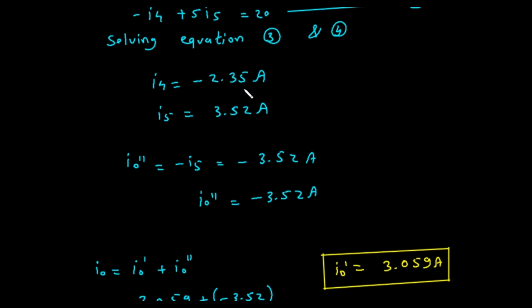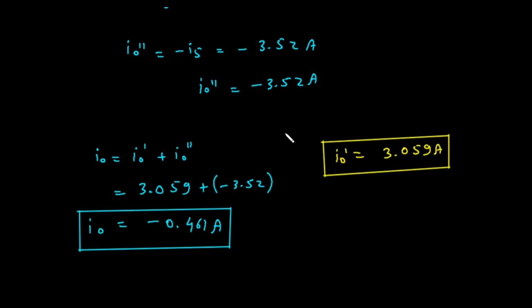Final calculation, finding I sub O. We have found both components. Now we can find the total current I sub O by adding them together. I sub O equals I sub O prime plus I sub O double prime. I sub O equals 3.059 plus negative 3.52. I sub O equals negative 0.461 amperes. The final answer is that the current I sub O is negative 0.461 amperes. The negative sign means that the actual current flows in the opposite direction of the arrow shown in the original diagram.